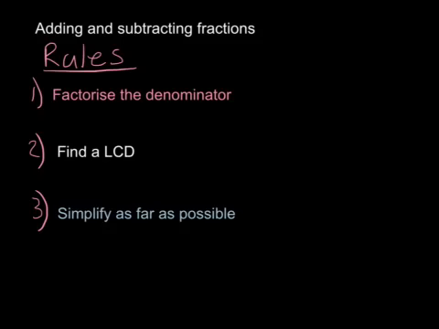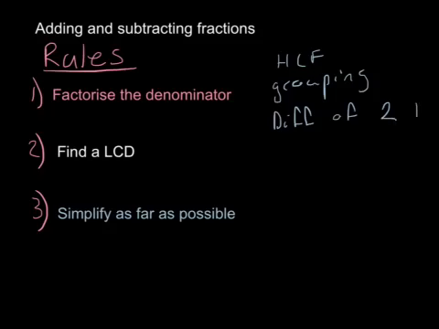Factorization, just to recap, happens in four ways. We can either take out a highest common factor, we can do grouping, we can do a difference of two squares, or we can do trinomials. So those are the four main ways in which we factorize.